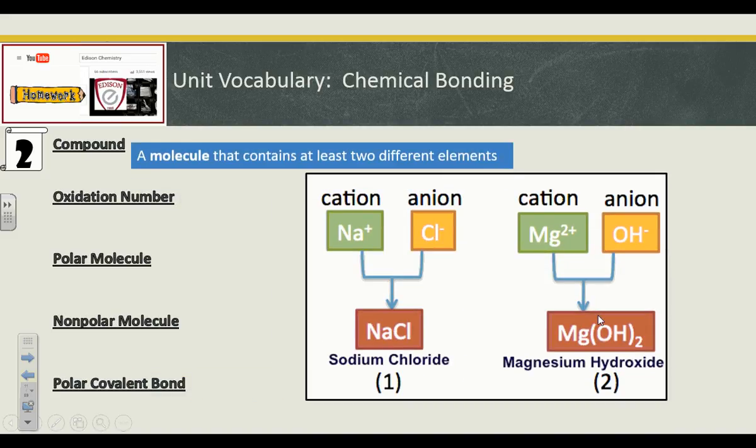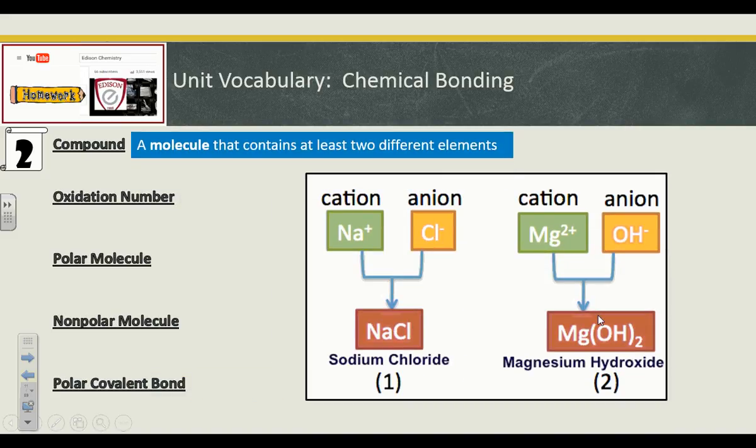A compound is a molecule that contains at least 2 different elements. Different elements being the key term. If I have a molecule that contains 2 of the same element, it's not a compound, it's actually just an element, which is why I mentioned those diatomic 7.